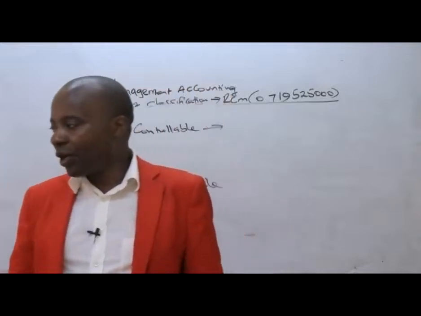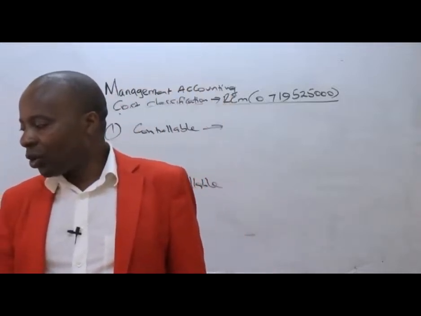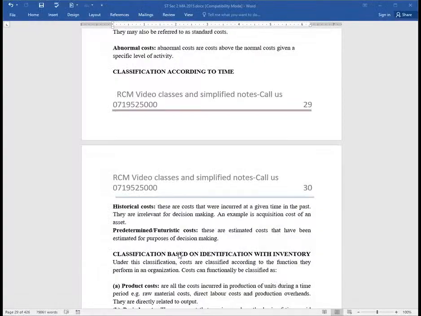And as we shall be seeing later on, historical costs really don't influence our decision making in the future. And then we have, ladies and gentlemen, what we call futuristic. The second class here is the futuristic, future or predetermined cost. These are estimated costs, estimated for purposes of decision making, costs that have not yet been incurred, which for purposes of creating a platform for an effective decision-making process, we are trying to estimate. So that is very, very important for you to understand.